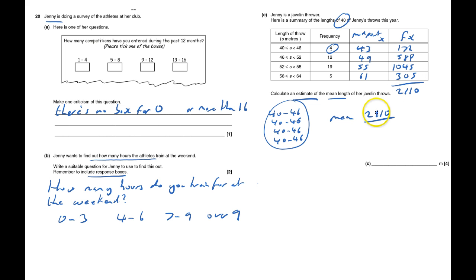There are 40 of her throws. So I divide it by 40, and that gives me 52.75 meters. Always check when you work out an average.